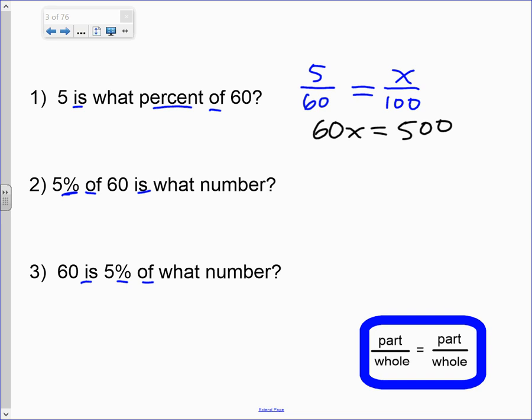So 60x equals 500. We have this dirt cheap, easy equation now. Divide by 60, divide by 60. Right, so we'll round it to the nearest tenth: 8.3%. Look at how x was the missing part out of 100. That's why I put the percent sign, because percent literally means out of 100, and we solve for x. So 5 is what percent of 60? Well, it's 8.3%. 500 divided by 60 on a calculator, you get 8.3. I rounded to the nearest tenth.